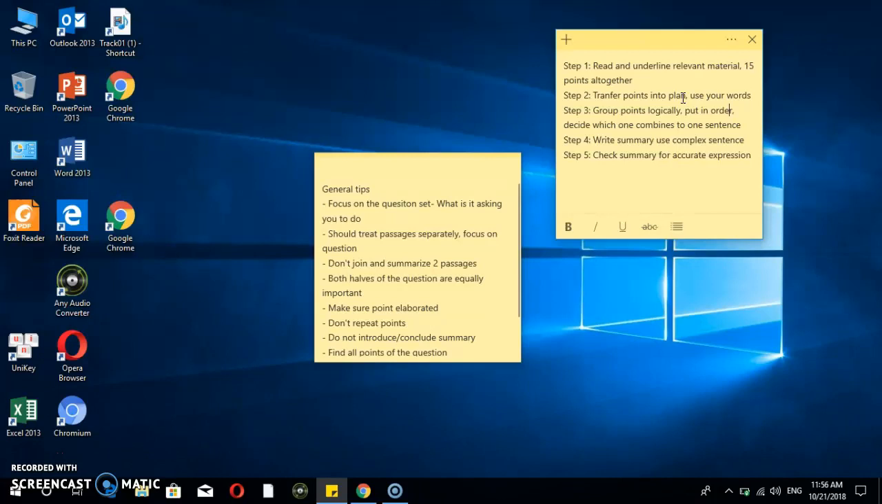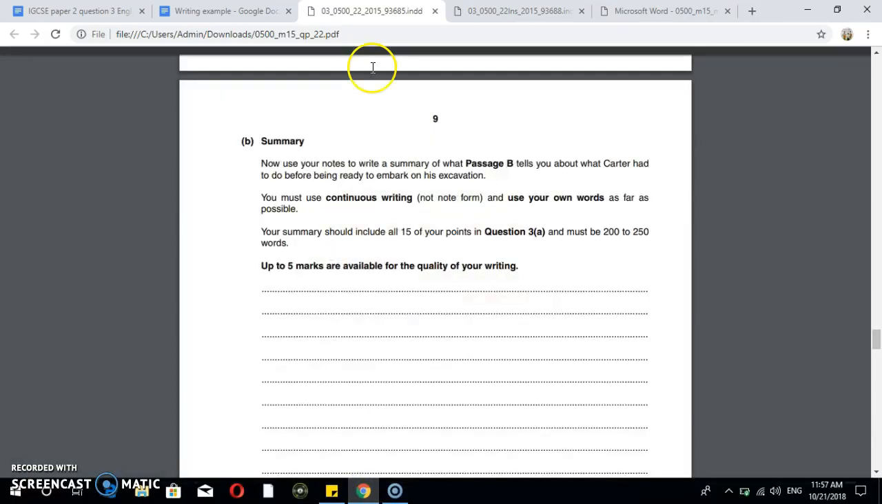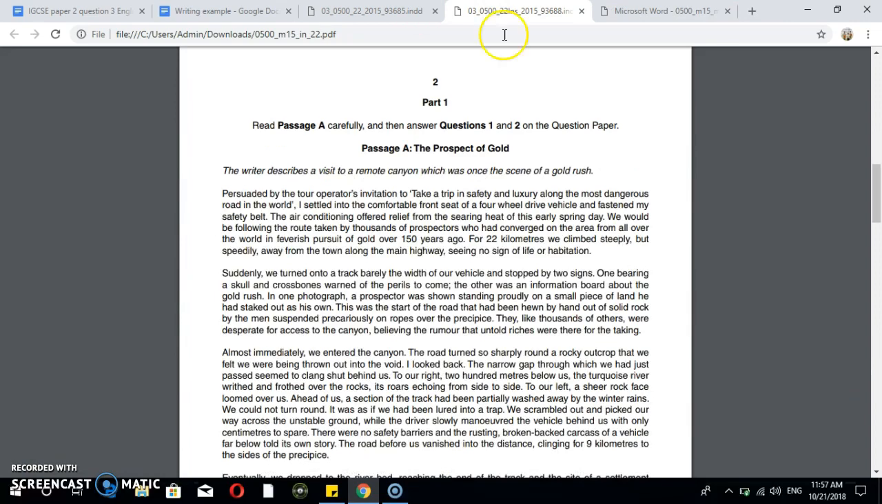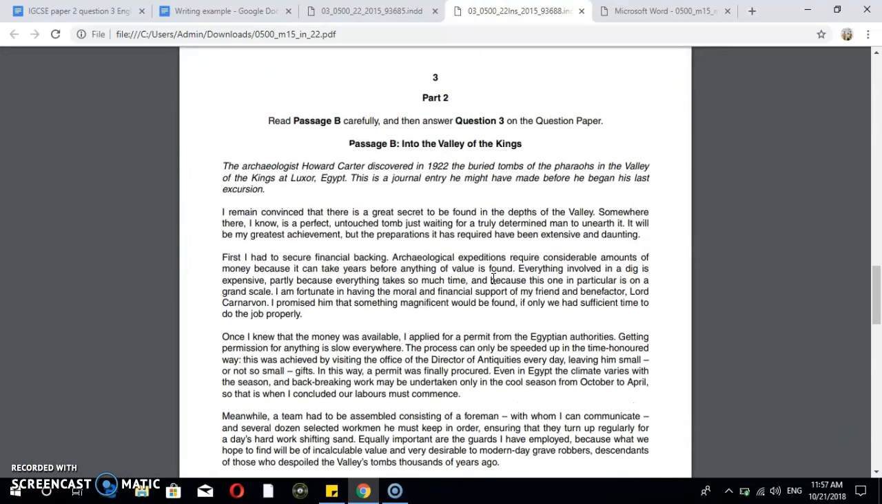Step 2, we transfer the points into a plan using your own words. Step 3, we're going to group the points logically, put together, and decide which ones we combine into one sentence. Step 4, we write the summary, and step 5, we check the summary. Alright, so please keep that in mind. If you have any questions, I'll go through the steps once again. Now I'm going to give you guys 1 minute to read passage B, Into the Valley of the Kings.